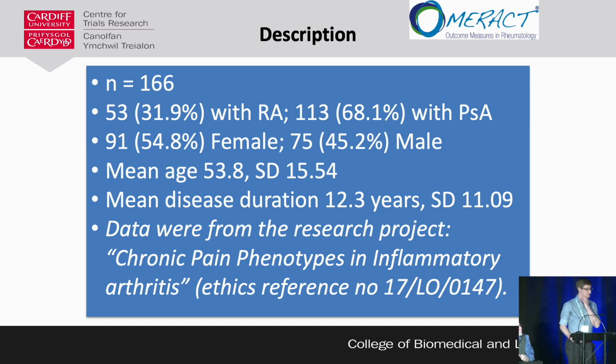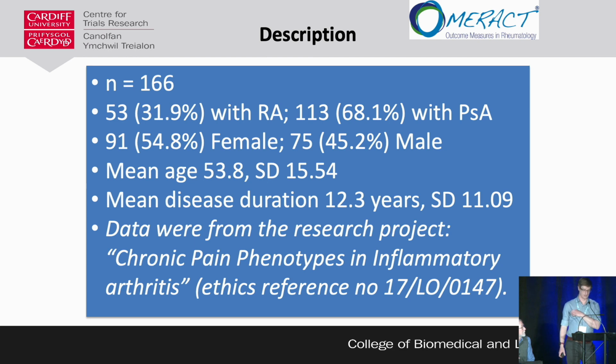a data set of 166 patients, about 30% with rheumatoid arthritis and 70% with psoriatic arthritis. About roughly even split male, female, mean age of 54 and disease duration around 12 years.